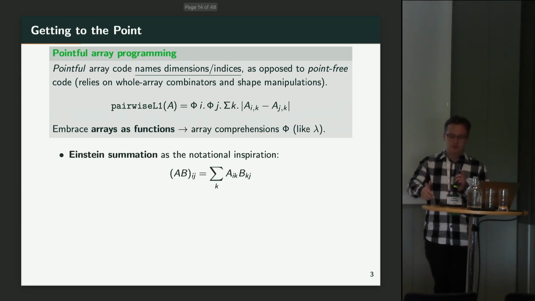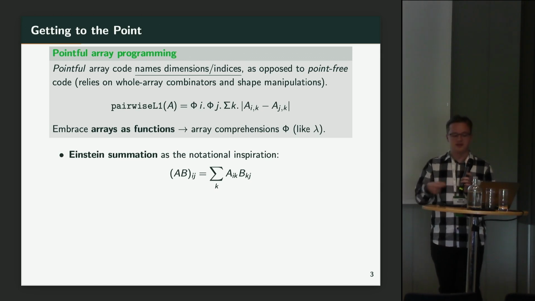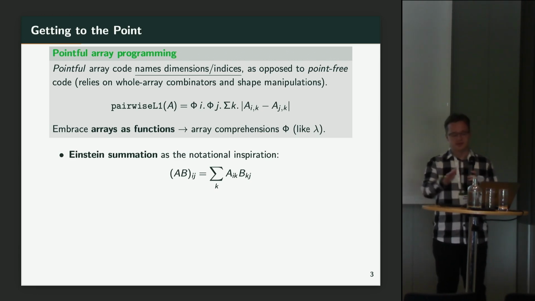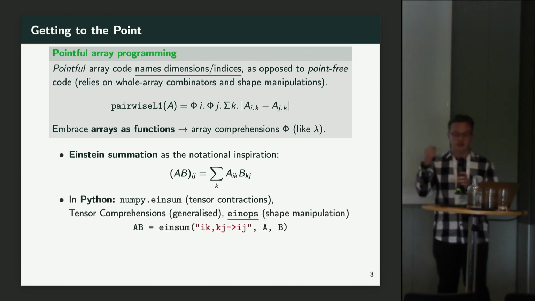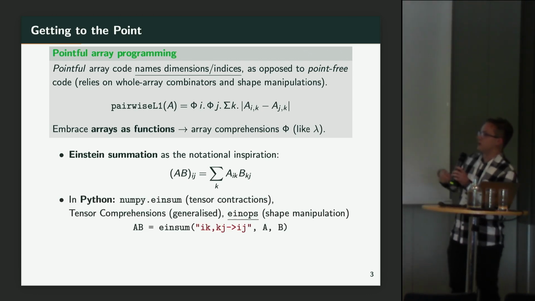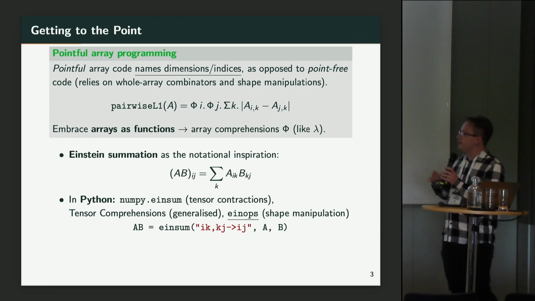The very initial place you see this, you would think of as Einstein summation, and indeed this is how the Python community came to these ideas. This is an example of how you write a matrix product in Einstein summation, in some variation of that notation anyway. In NumPy, there's already been einsum, which is just a slightly generalized Einstein summation, for ages.